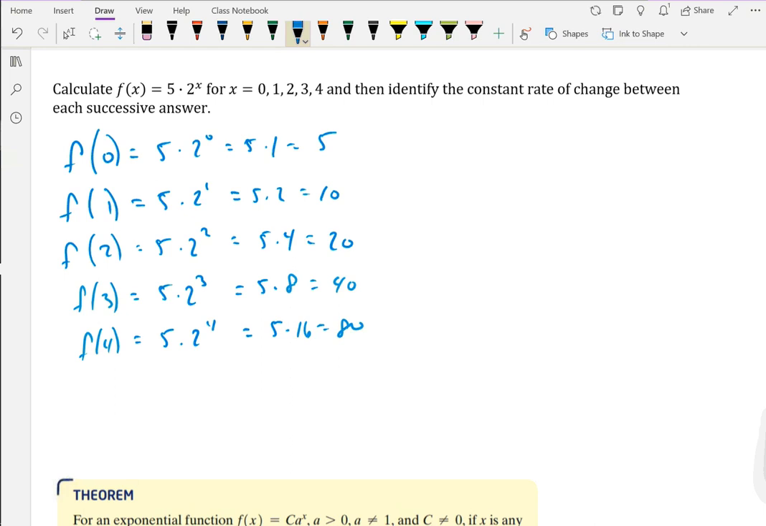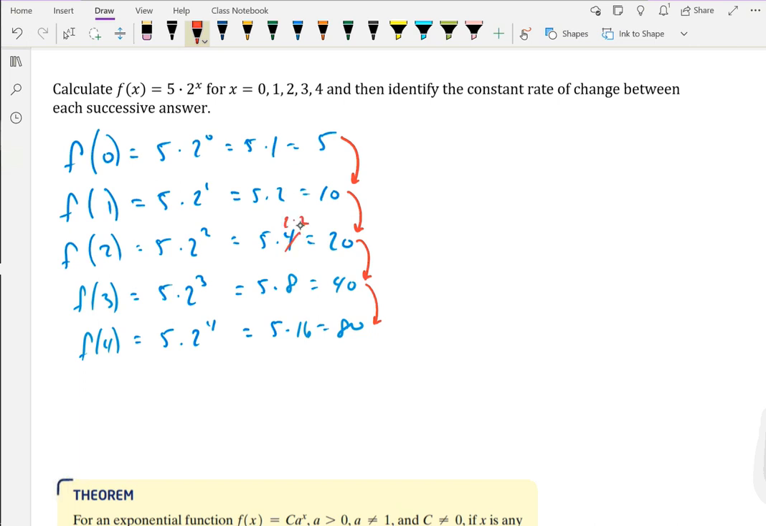As we take a look at these, one of the things I want to emphasize is, can we identify how each of these are changing? To go from f of 0 to f of 1, f of 1 to f of 2, f of 2 to f of 3, f of 3 to f of 4, do we recognize a pattern here? It appears that we are doubling every single time, which makes sense. If I've got 2 to the 0, that's just multiplying by 1. 2 to the first is multiplying by 2, so I doubled what I had previously.